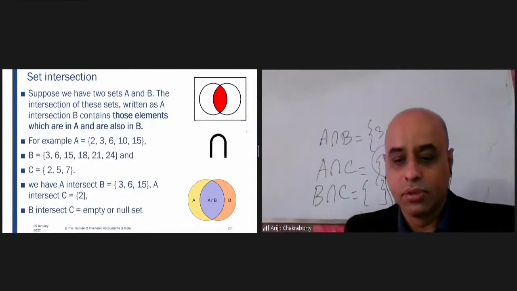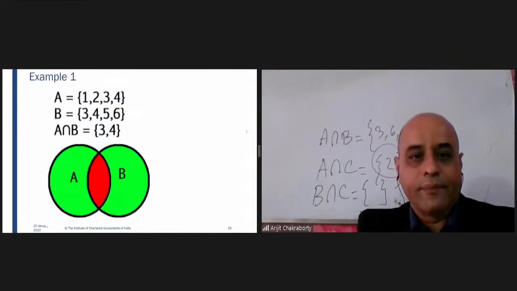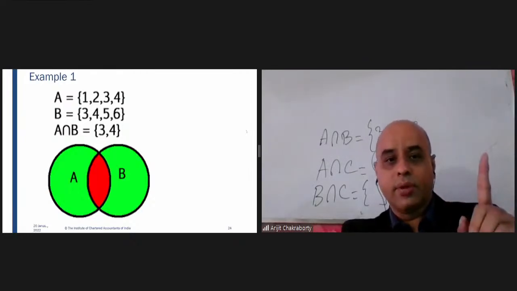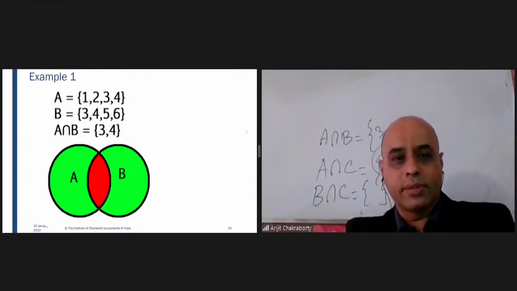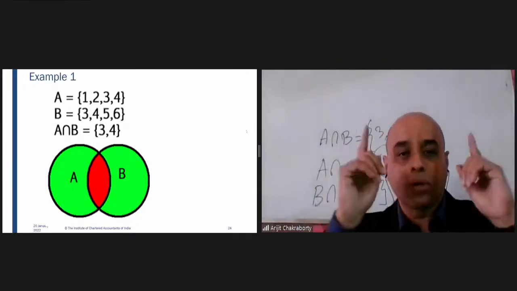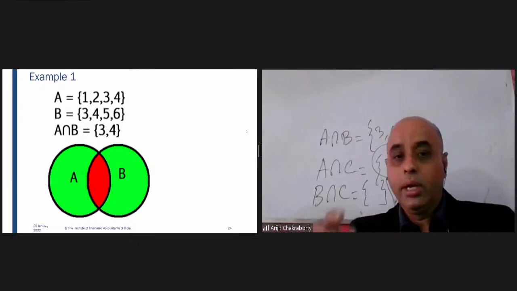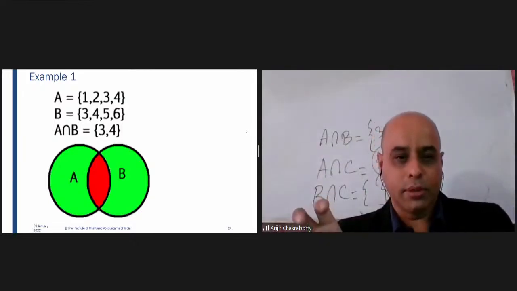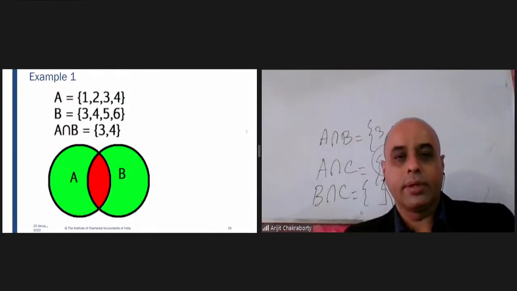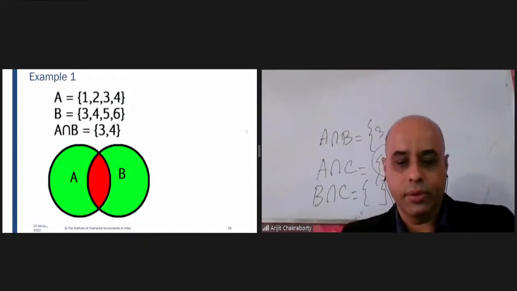Excellent, superb. Okay. Please see this small example. Set A is 1, 2, 3, 4. Set B is 3, 4, 5, 6. You could get questions like this. A intersection B is very simple, the common ones. So 3 and 4. It is shown by the red portion. You can see there are 2 sets A and B. The red portion shows the common area 3 and 4.